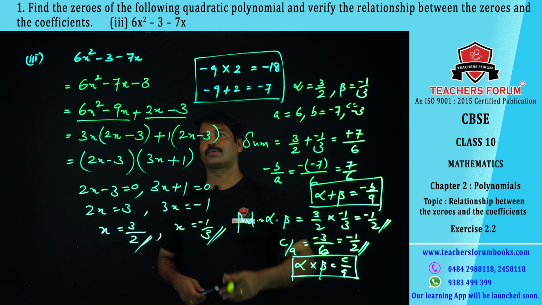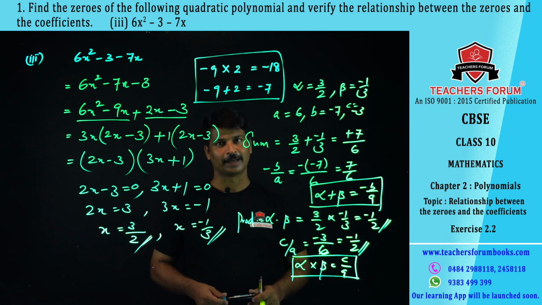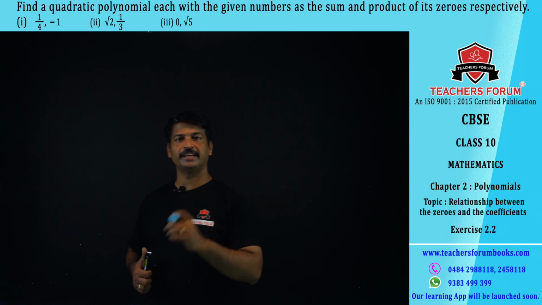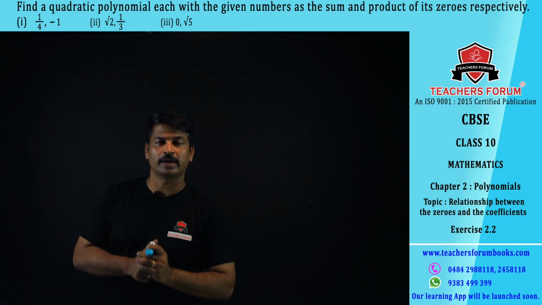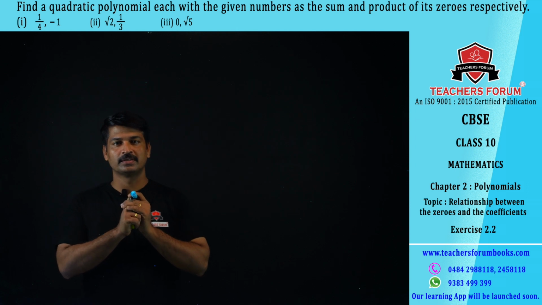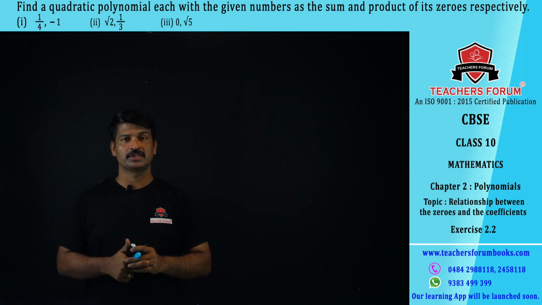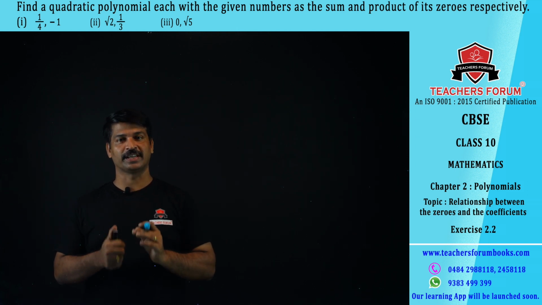I think there are some more problems that you can do yourself. Okay. Now let us move to the next question. Here you have to find a quadratic polynomial whose sum of zeros and product of zeros are given.